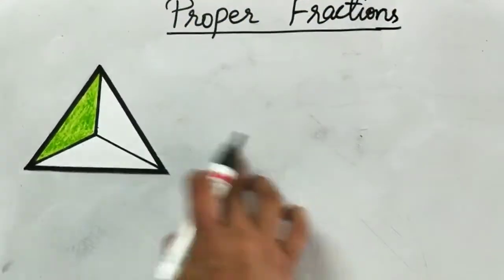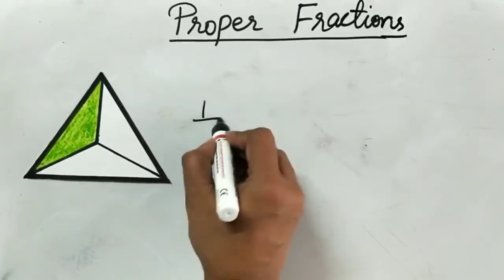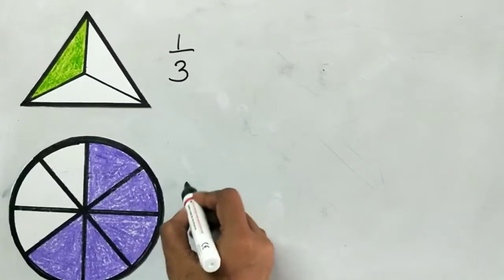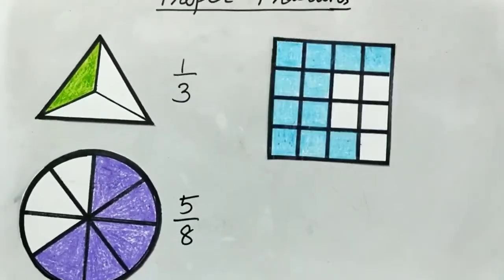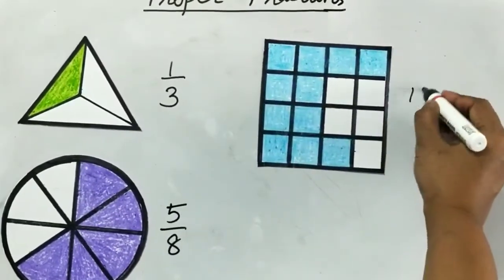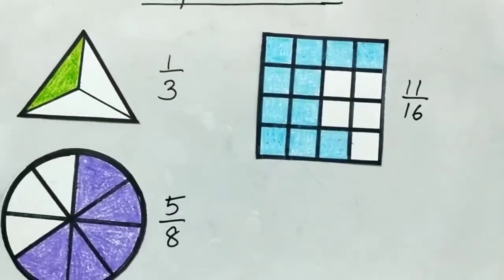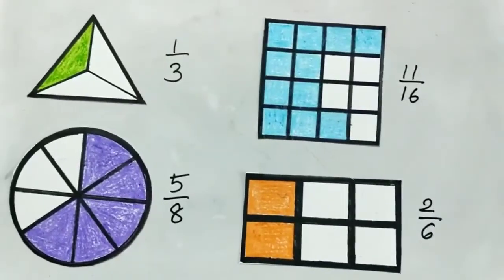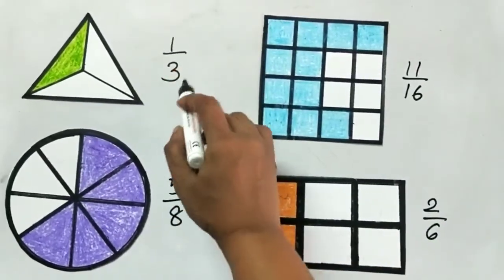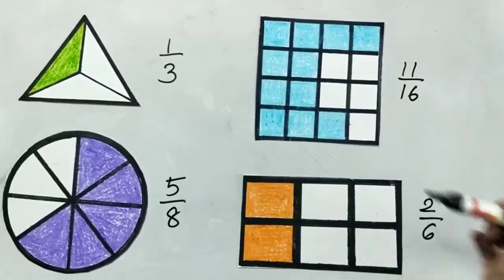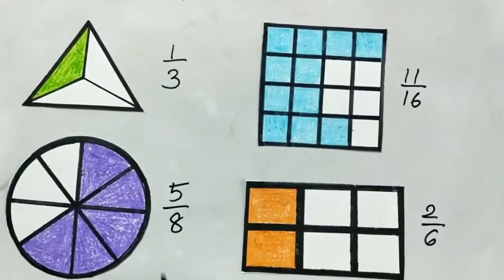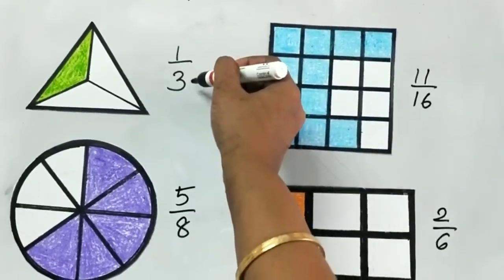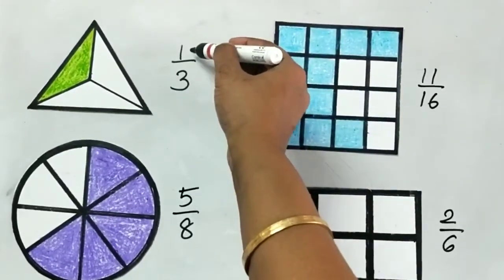Now look here. Say the fraction 1 by 3. Here the fraction 5 by 8. 11 by 16. 2 by 6. Now look here. 1 by 3, 11 by 16, 2 by 6, 5 by 8. Now which is smaller, numerator or denominator? Yes, numerator is smaller than the denominator.